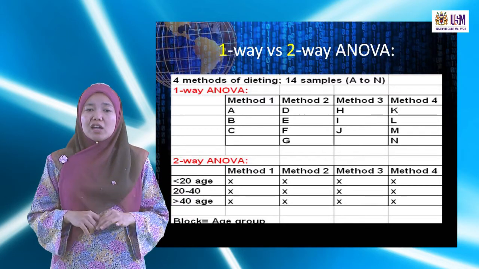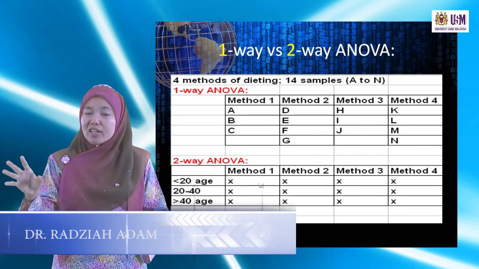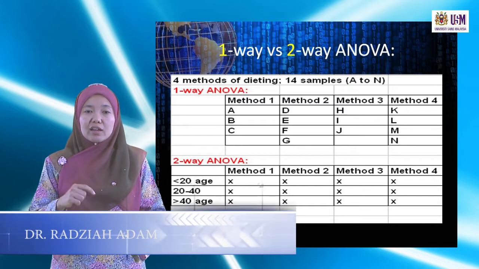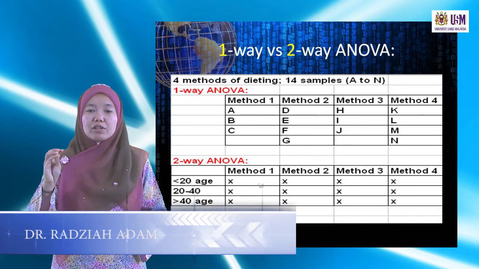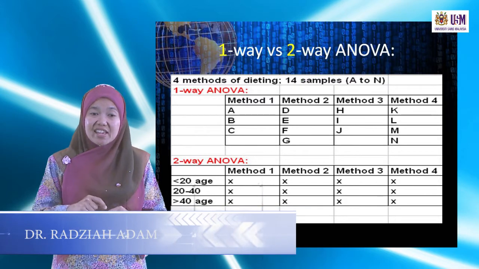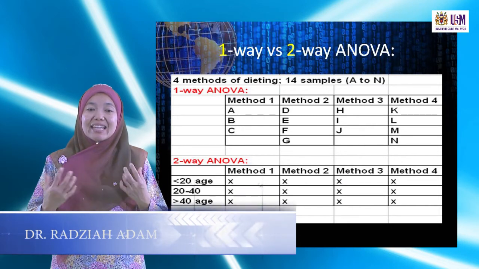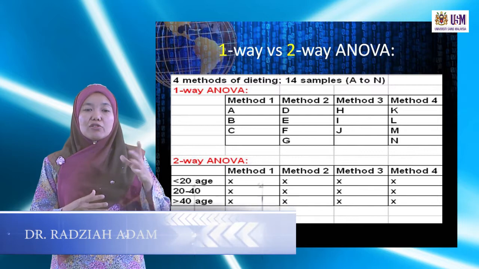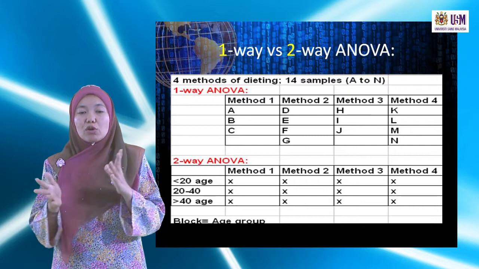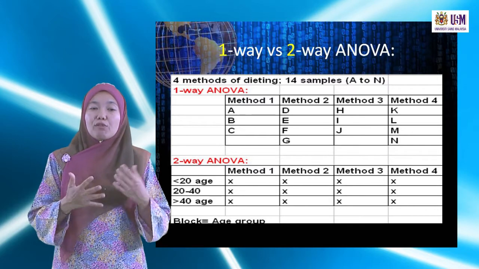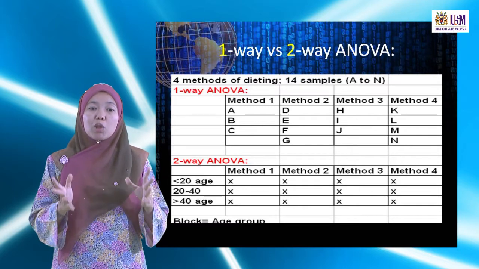In the case of two-way ANOVA, you still have 14 samples or 14 respondents in your research target groups. So in two-way ANOVA, you still use the four different methods of dieting that you are studying. But now the 14 respondents, you divide into three different age groups. So now you have those below 20 years of age, those between 20 to 40, and those above 40. So the different age groups are what is known as blocks.